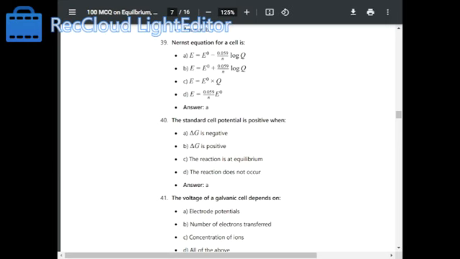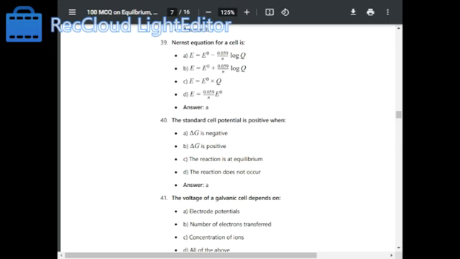Question number 39. The Nernst equation for a cell is option A, E = E0 ± 0.059/n log Q. B, E = E0 + 0.059/n log Q. C, E = E0 × Q. D, E = 0.059/n × E0. The Nernst equation of a cell is E = E0 - 0.059/n log Q. The option A is correct.